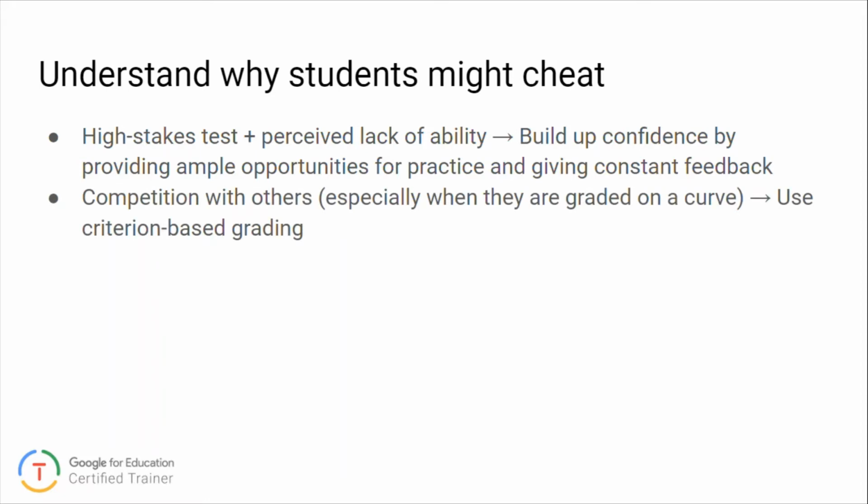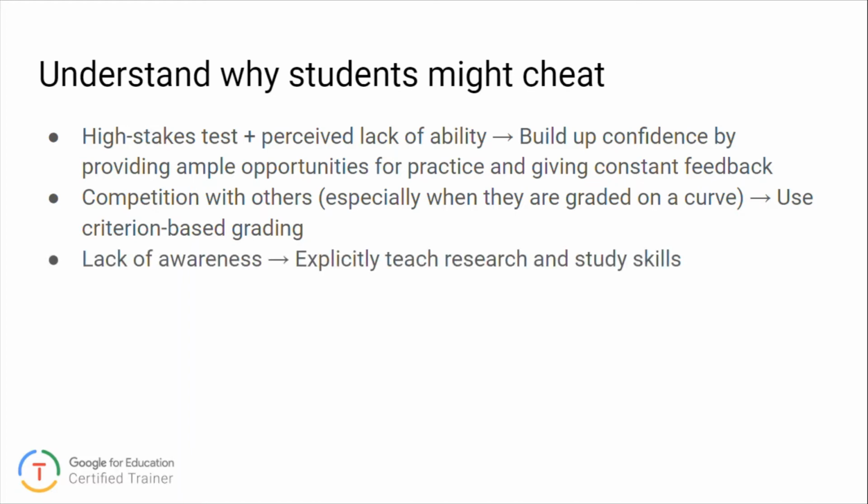The second point is they might cheat because there's a competition with other students, especially when they are graded on a curve. So for example, if you decide that in your class only the top 15% of students receive an A, that limits the number of A grades, and that naturally leads to competition. So what you can do is, instead of using a curve, you use criterion-based grading, which means the number of grades is unlimited. And then there is less competition, which means the students will be less inclined to cheat.